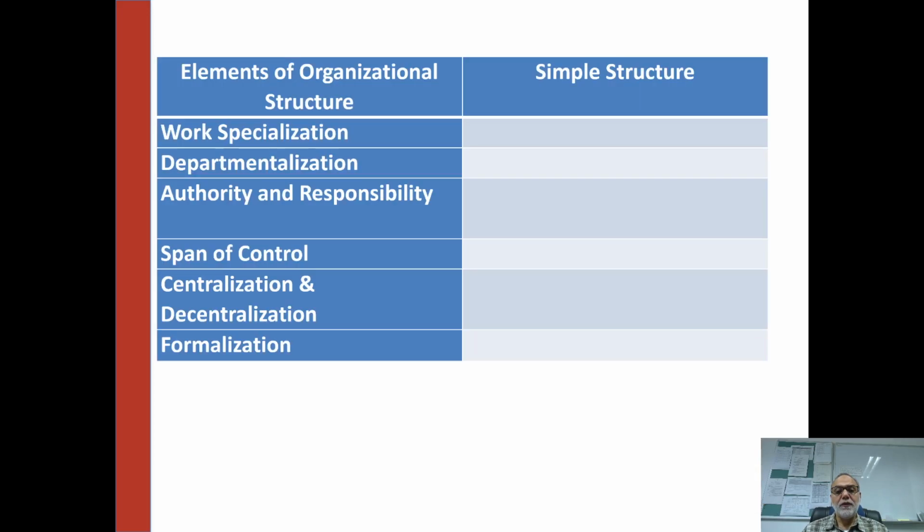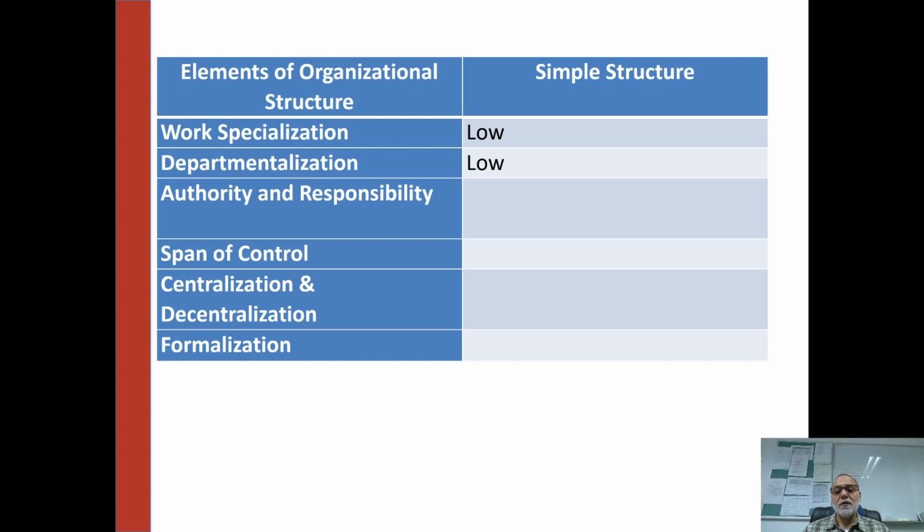Again we will try to map this according to the 6 elements we have discussed earlier. In the simple structure, the work specialization is low, and departmentalization is also low. The simple structure basically starts when organizations are new, maybe small businesses, a newly started business. There is a simple structure, so work specialization is low.